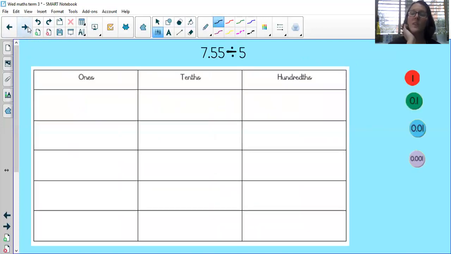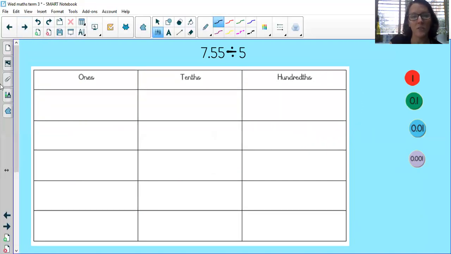Okay, now this one, 7.55 divided by 5. We're going to have a go with the counters. We're also going to have a go with a written method. So do you want to stop the video and see how you get on? If you're not sure yet, just watch along with me. There's no need to pause it.